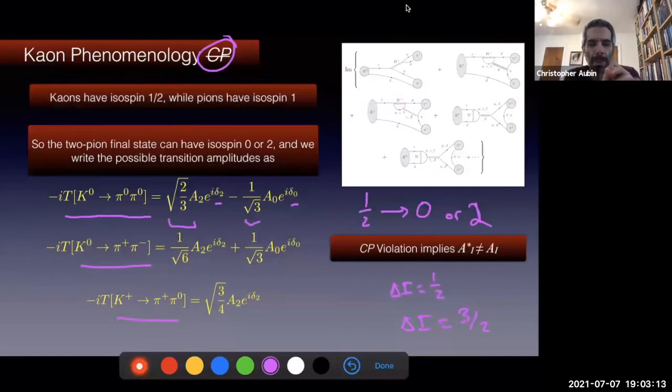If the standard model has CP violation, then these different coefficients, the A0 and the A2, are not real, right? So A star is not equal to A, and they'll all have a real and imaginary part. Of course, the deltas are still real. And so this is what we want to try to calculate on the lattice. So how do we do that?